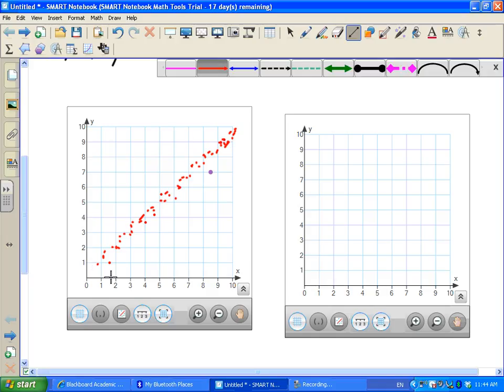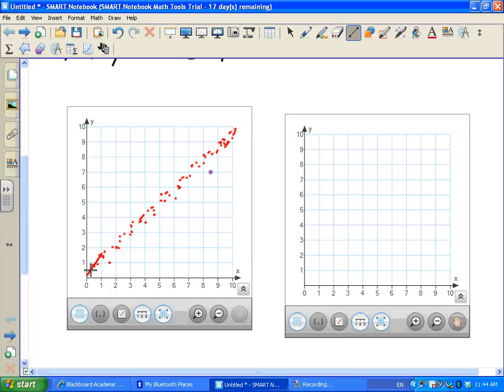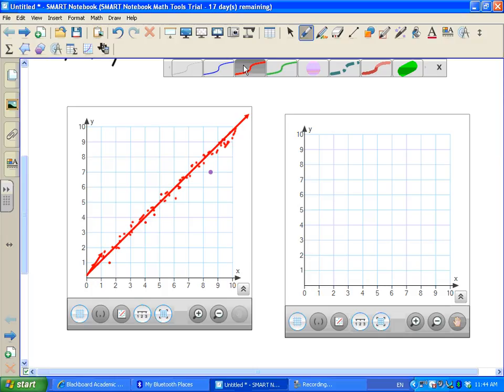Oh, I got to hold it, that's why. If I made a line of best fit, that would be roughly it. We could get a straight line into that. So this would be called a linear relationship. Okay, guys? So this would be our linear relationship.